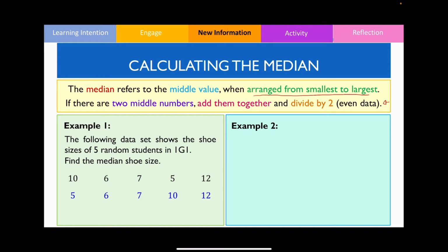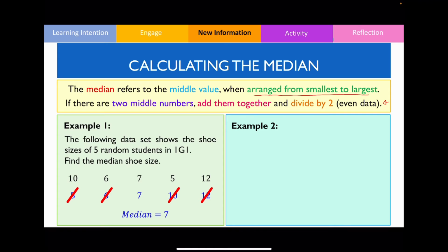And what we need to do is start crossing out the numbers from both ends until we reach one single value in the middle. So if I cross out these numbers, you'll find that the median, or the middle value of this dataset, is clearly going to be 7.